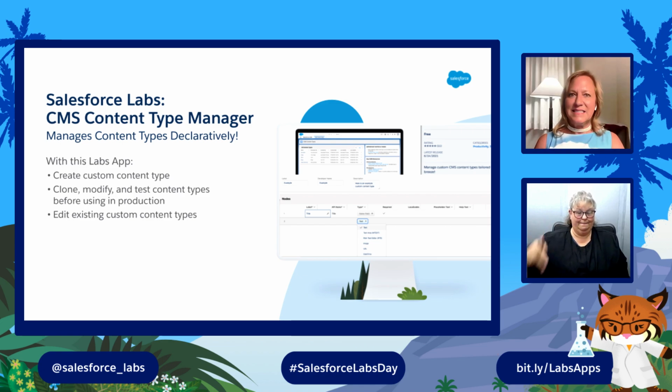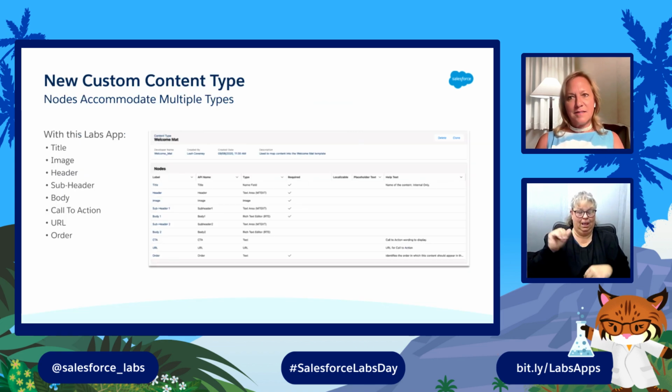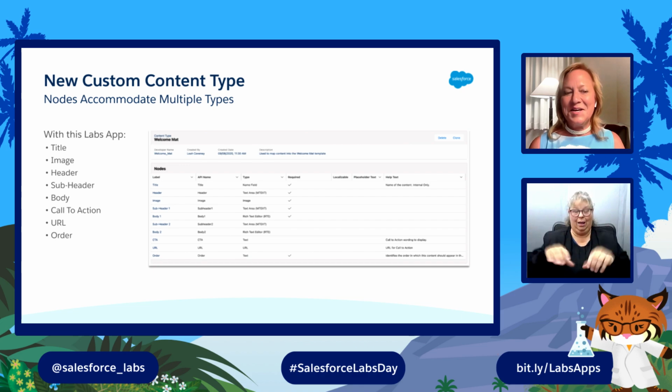Thanks, Riley. We did indeed use this app a lot when we wanted to welcome and onboard new students into our student community at Olivet. To do that, we created custom content types declaratively, and we used the content types you see listed here in our Wayfinder workspace. These content types are title, image, header, subheader, body, call to action, URL, and order. I'm going to say those a lot because we created a bunch of them.